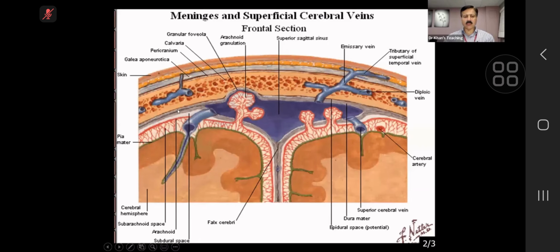So pachymeninges, the term pachymeninges is used for dura mater and adjacent arachnoid. But when we use the word leptomeninges, it means arachnoid and pia mater. So in your book, there will be differential diagnosis of enhancement of dura mater or pachymeninges, and second will be enhancement of leptomeninges. So these two are very, very important for the exam.